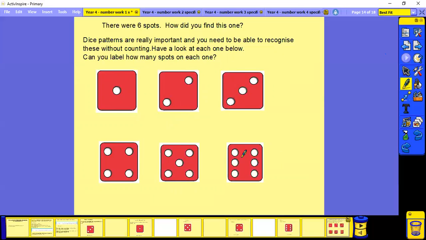So have a look at each one below. Can you label how many spots are on each one? Pause the video now and have a try.